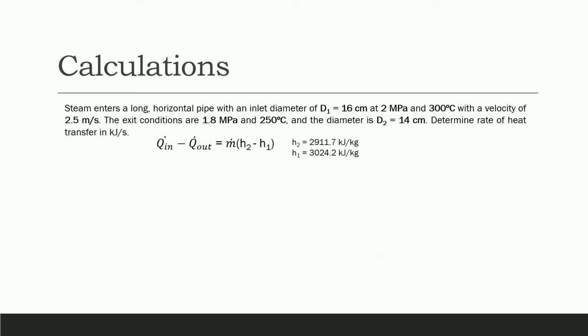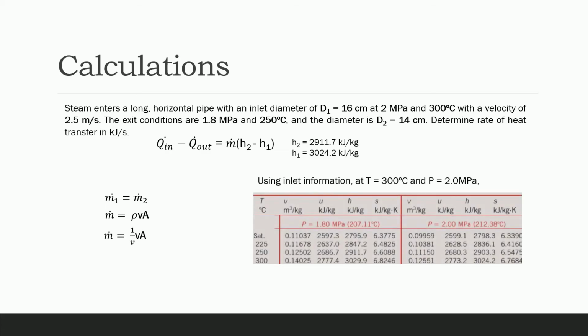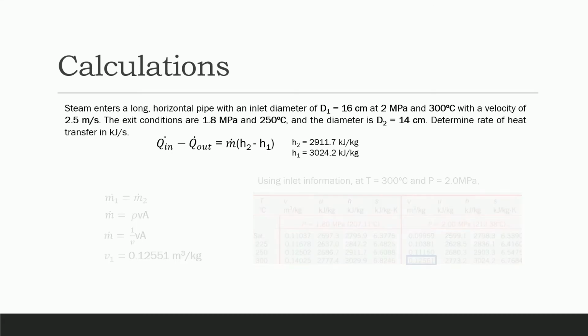Now we have to determine the mass flow rate. As this is a steady flow process, we can use either inlet mass flow rate or outlet mass flow rate because they are equal. The formula to calculate is mass flow rate equals rho times average velocity times the cross-sectional area, and knowing that the density is equal to 1 over specific volume, we can obtain this equation. Using the inlet temperature and pressure, we can find that the inlet specific volume is 0.12551 meters cubed per kg.